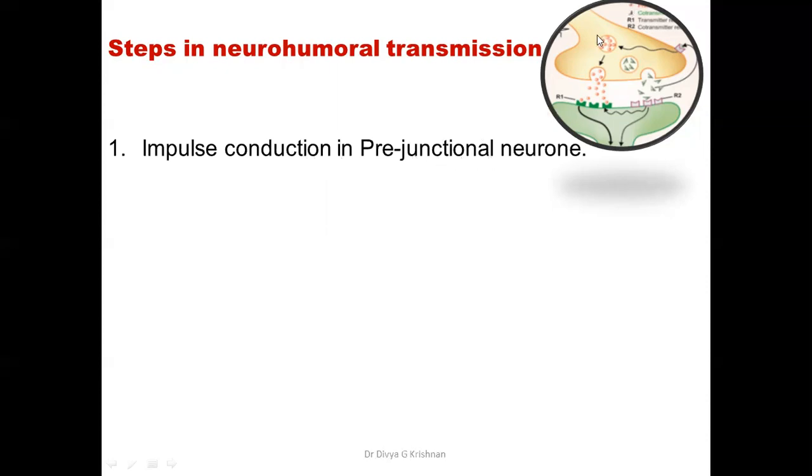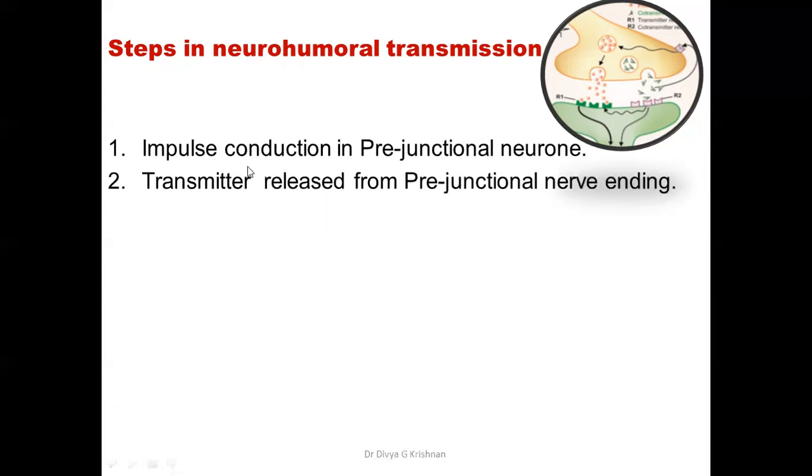Already you have learned very elaborately how an action potential is formed in a neuron and so on. So we will not be discussing anything further on that. The first step is impulse conduction in the prejunctional neuron. The second step is the transmitter released from the neuron. You can see the transmitters being released. The red circles that you can see, the red spheres, these actually depict the transmitters. The transmitter is released from the prejunctional nerve ending.